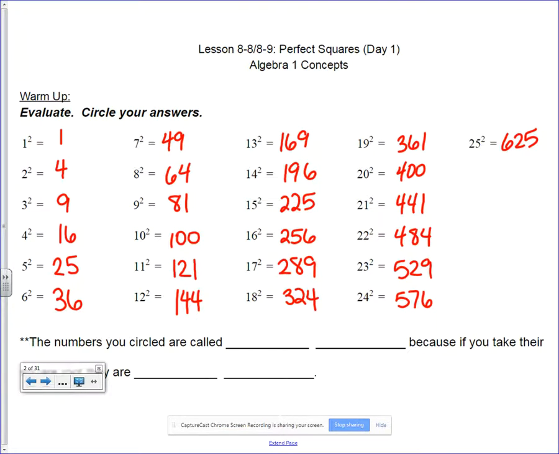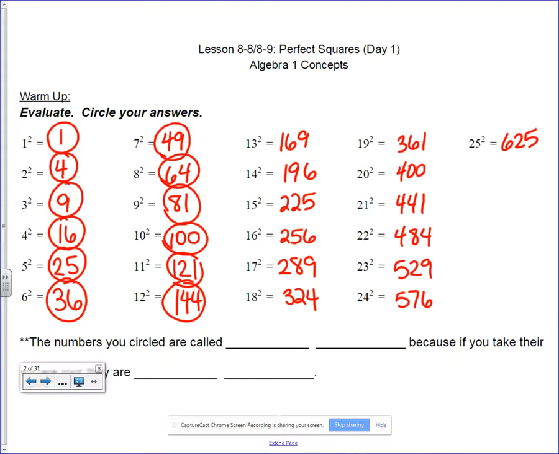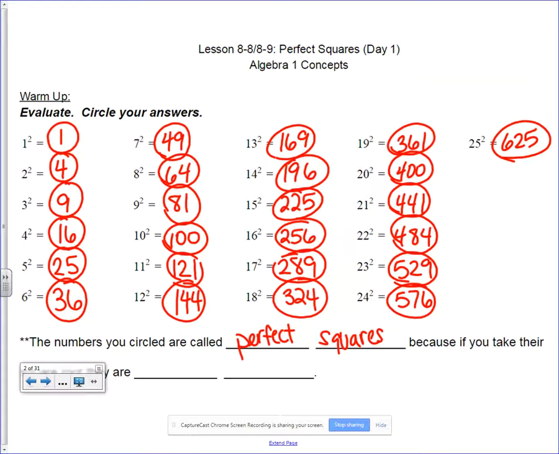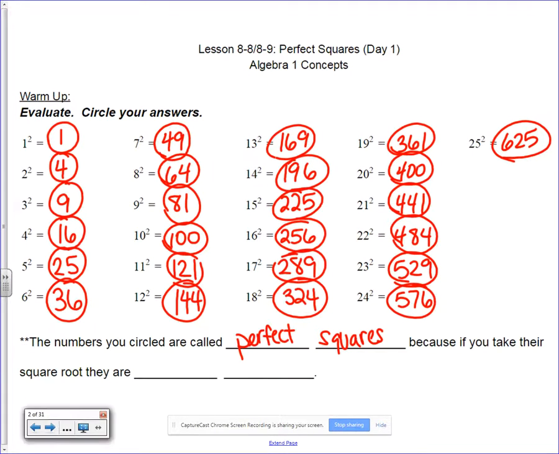Okay, now, if you read the directions, it said you were supposed to circle your answers. Did you? If you haven't, please do so. There's a reason I want you to circle them. All of those numbers that we just circled are called perfect squares, because if you take their square root, they are whole numbers.